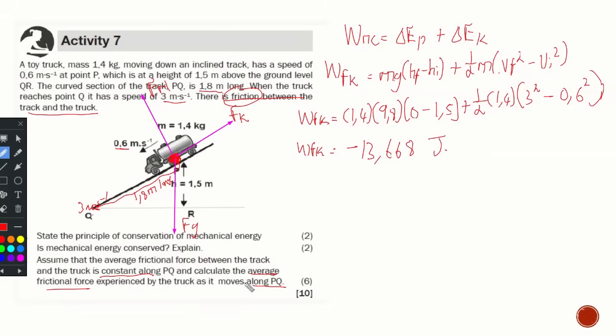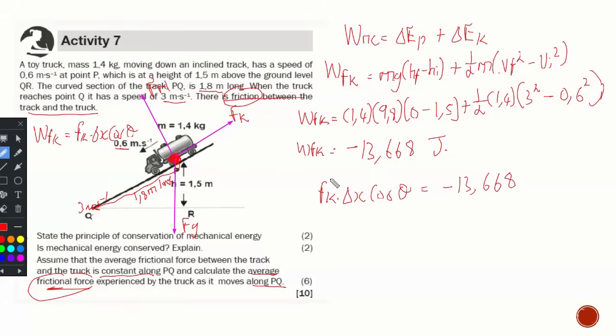But then remember here, the question is to calculate the average frictional force. We are not only looking for the work done by that non-conservative force, which is your frictional force, but we are looking for the magnitude of that frictional force. So that means now we have to break this down and say Wfk can be broken down as Fk delta x and then cos theta. So that means we can say this is Fk delta x and then cos theta is equals to negative 13.668, right? Since Wfk is equals to that. Now we are looking for that same frictional force.